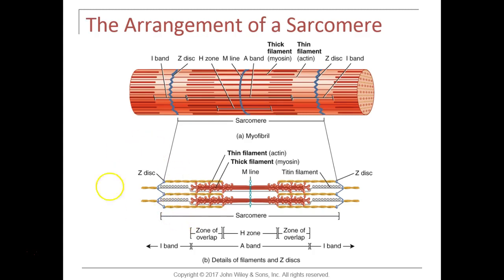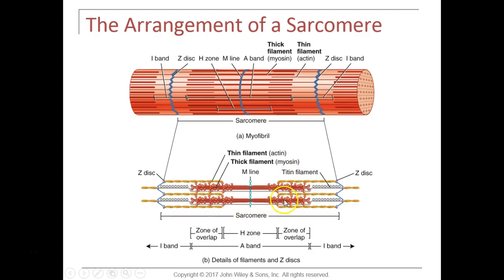Now, if we look at the sarcomere a little bit more, there's a couple other areas we can identify. In a relaxed muscle, the thin filament slightly overlaps the thick filament at the edges of the A band. So right here and right here, we would actually have a little bit darker of an area because there's more protein filaments absorbing light right there than in the middle of the A band.